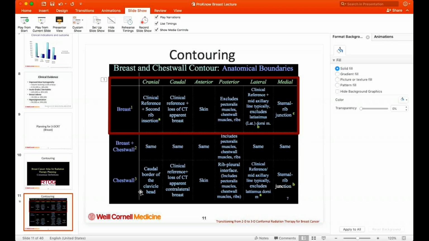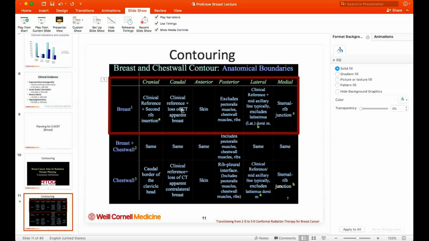So first, looking at the breast, superiorly, the boundary is around the second rib insertion. But you should also make sure that clinically you are looking for the appearance of any glandular tissue on CT scan. Just because they define it as the second rib, you should still look, because especially in women who are larger, the breasts may extend superior to that second rib insertion. So the clinical picture trumps what is described as the usual anatomical boundary.